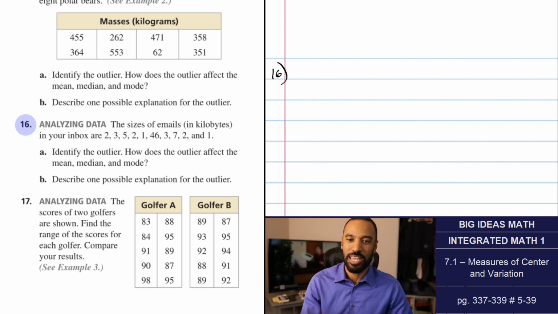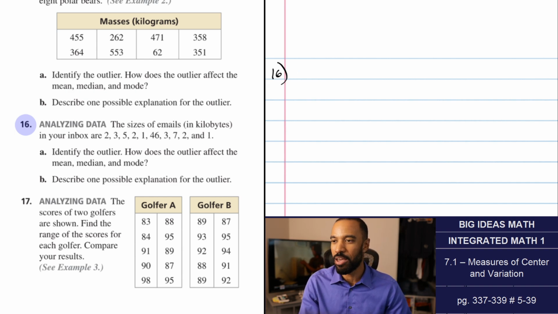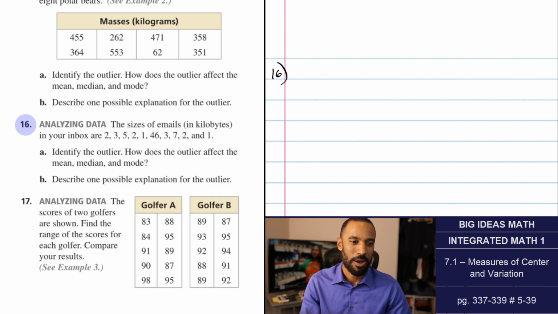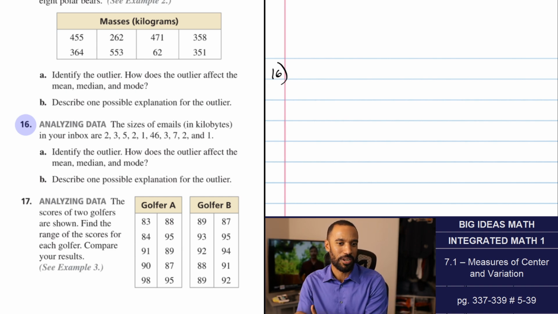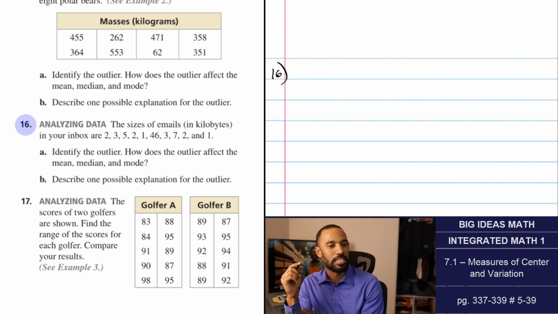All right, number 16, analyzing data. The sizes of emails in kilobytes in your inbox are 2, 3, 5, 2, 1, 46, 3, 7, 2, and 1. Identify the outlier.